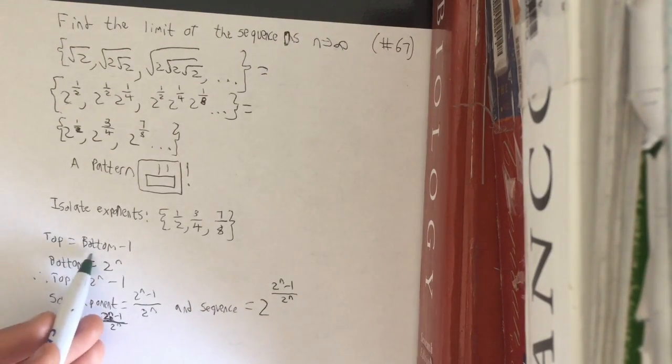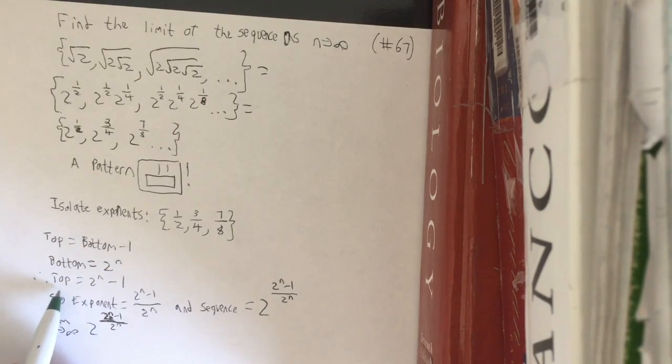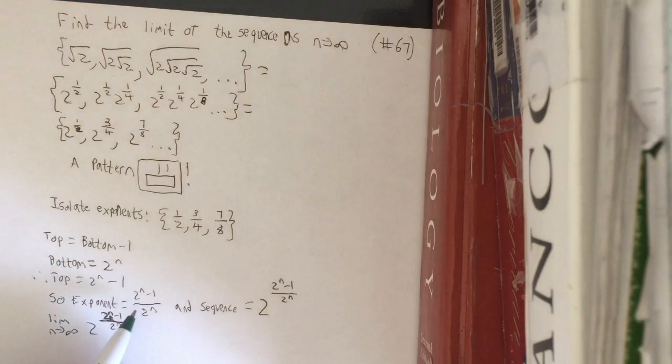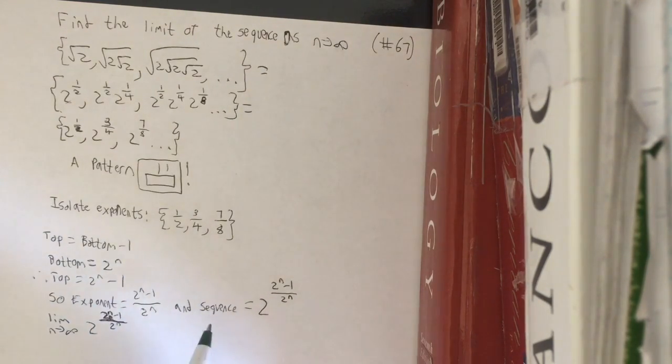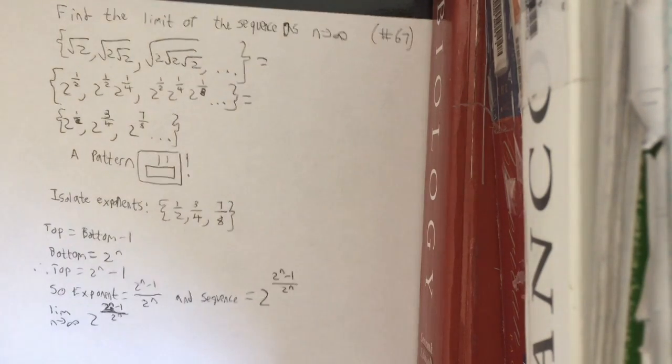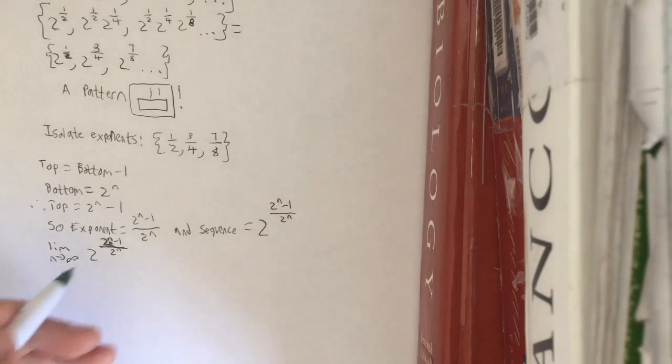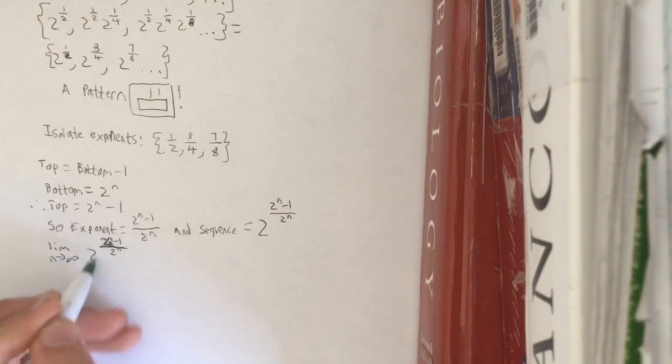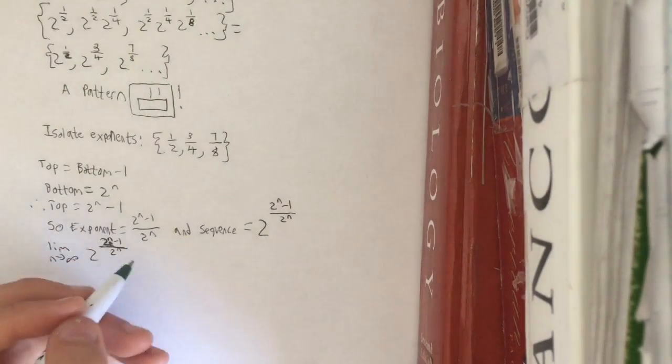So now, if the top equals the bottom minus 1, the top is going to equal 2 to the n minus 1. So the exponent in total is going to be (2 to the n minus 1) over 2 to the n. And the sequence is going to be 2 to that power. Fantastic. Now we need to take the limit. The limit's going to be a lot simpler than the other stuff we went through in this problem. So let's take this function and put it into an even simpler form.